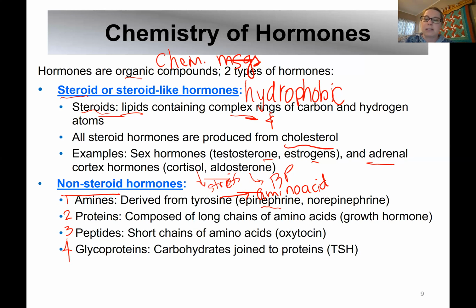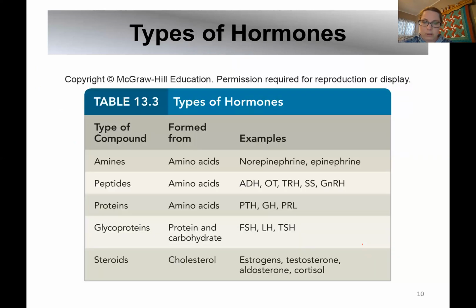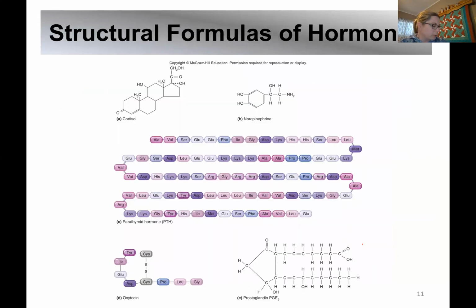Then some long proteins are used to make up growth hormone or protein hormones. Oxytocin is another hormone that comes from a short chain of amino acids. So it's not a full protein, but it's a smaller chain of a bunch of amino acids put together. And then glycoproteins are carbohydrates and proteins put together, like thyroid stimulating hormone or TSH. Okay, that summarizes what we just talked about.